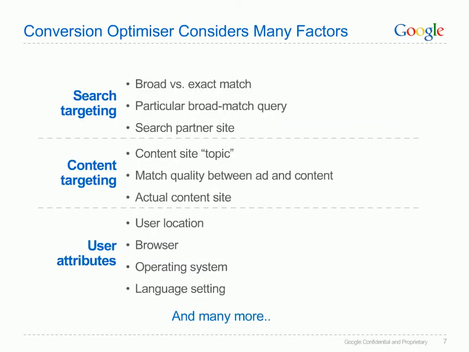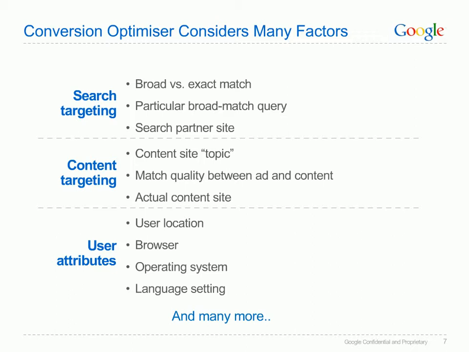So what are some other factors that Conversion Optimiser uses to determine whether or not a click is likely to convert or not? The factors are organised into search targeting, content targeting, and user attributes buckets. Here are a few examples. Let's look at broad versus exact. In the previous example, with the advertiser selling Google T-shirts, Conversion Optimiser can see all of the specific queries that match to the keyword Google Merchandise. When there is a query that matches the keyword in a different way, Conversion Optimiser can see those differences and adjust the bid based on that.